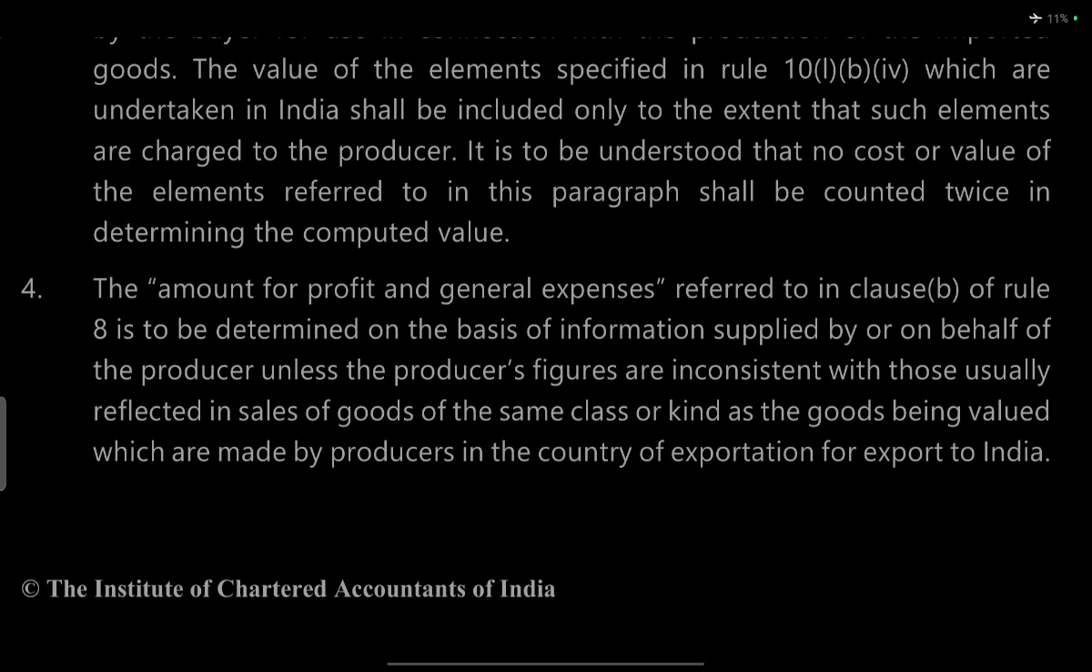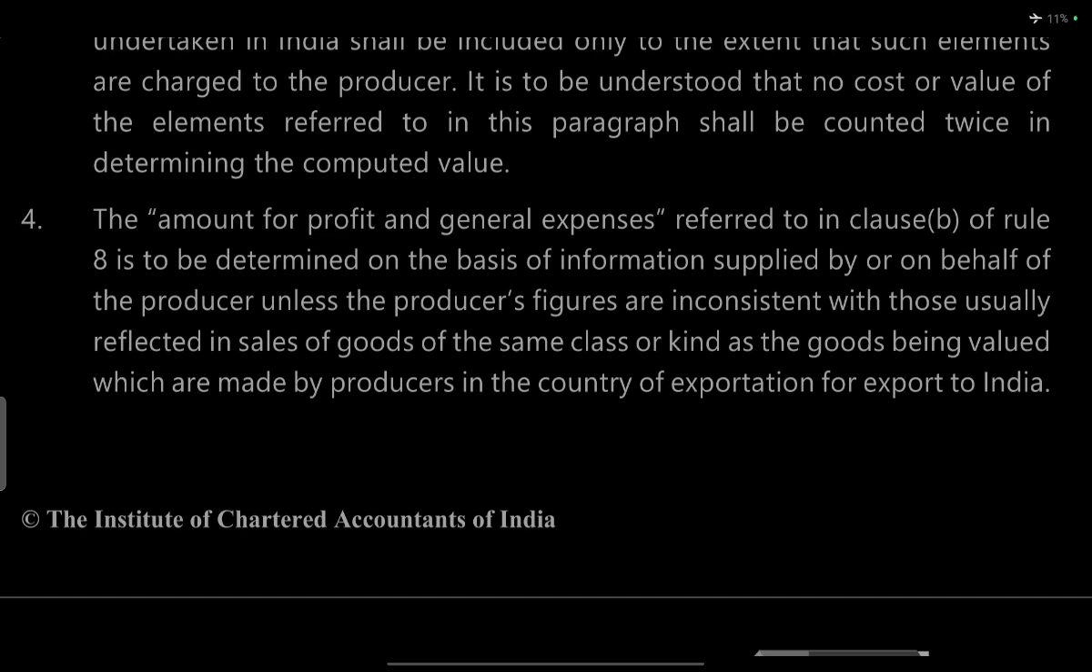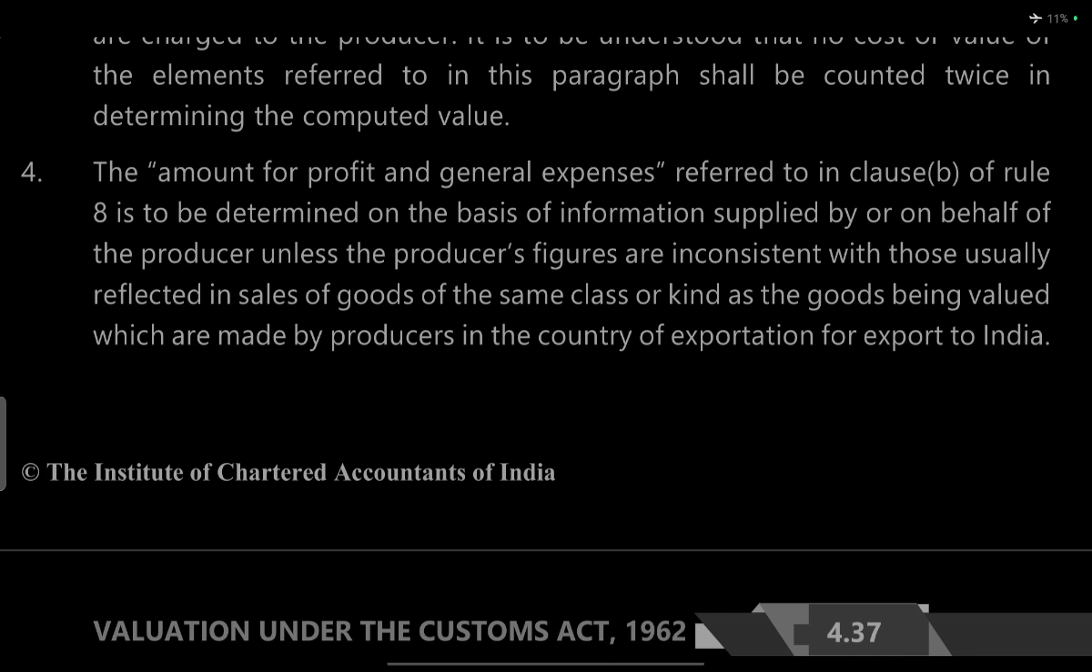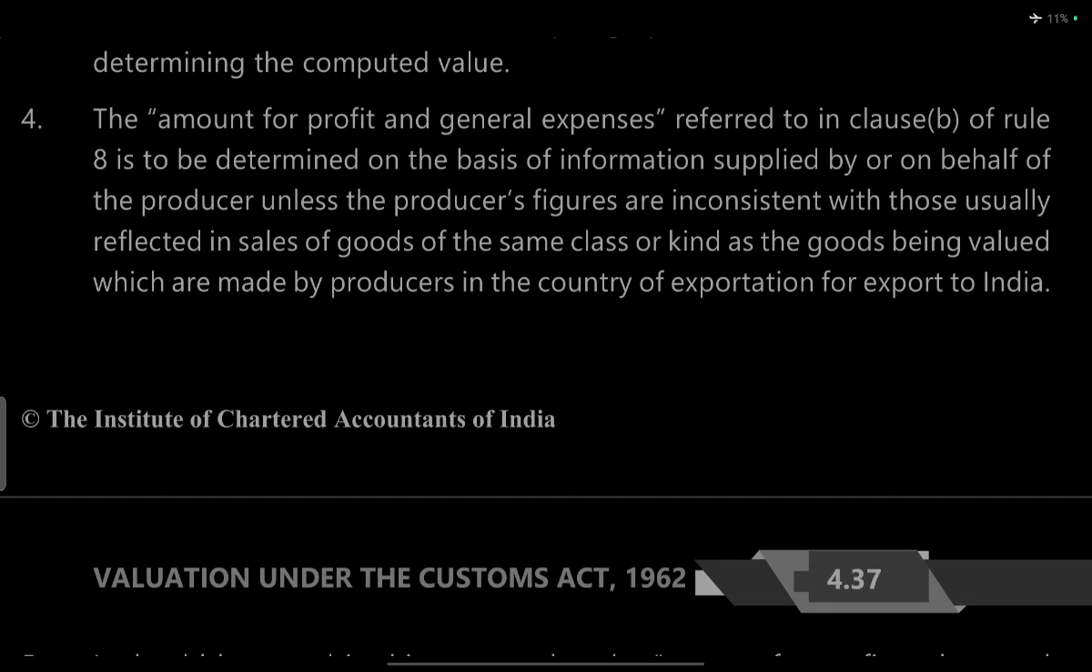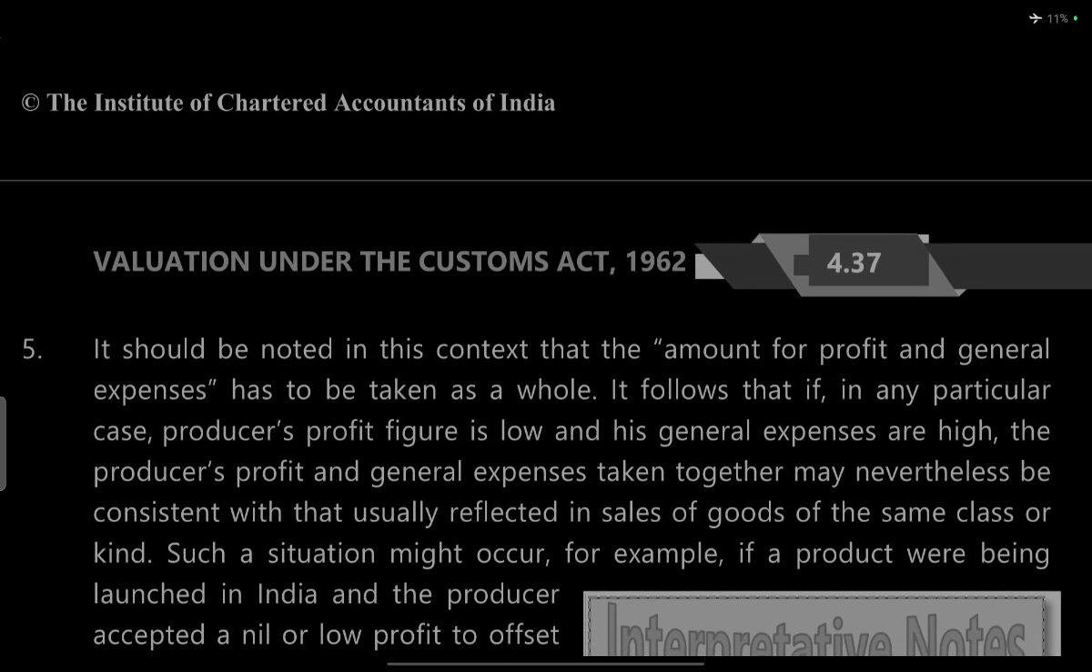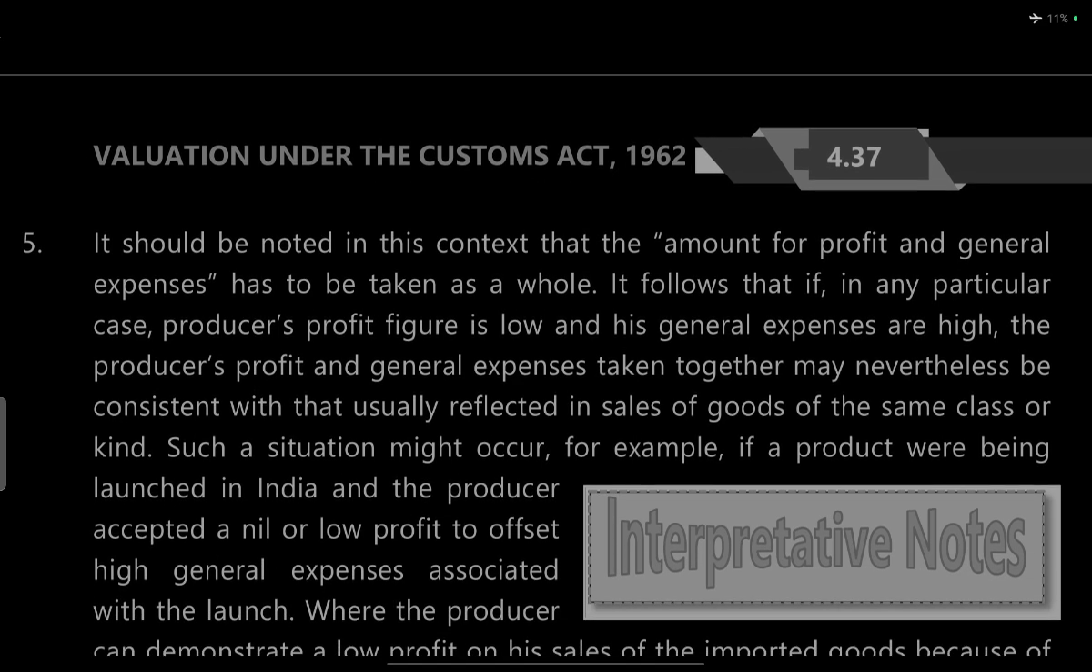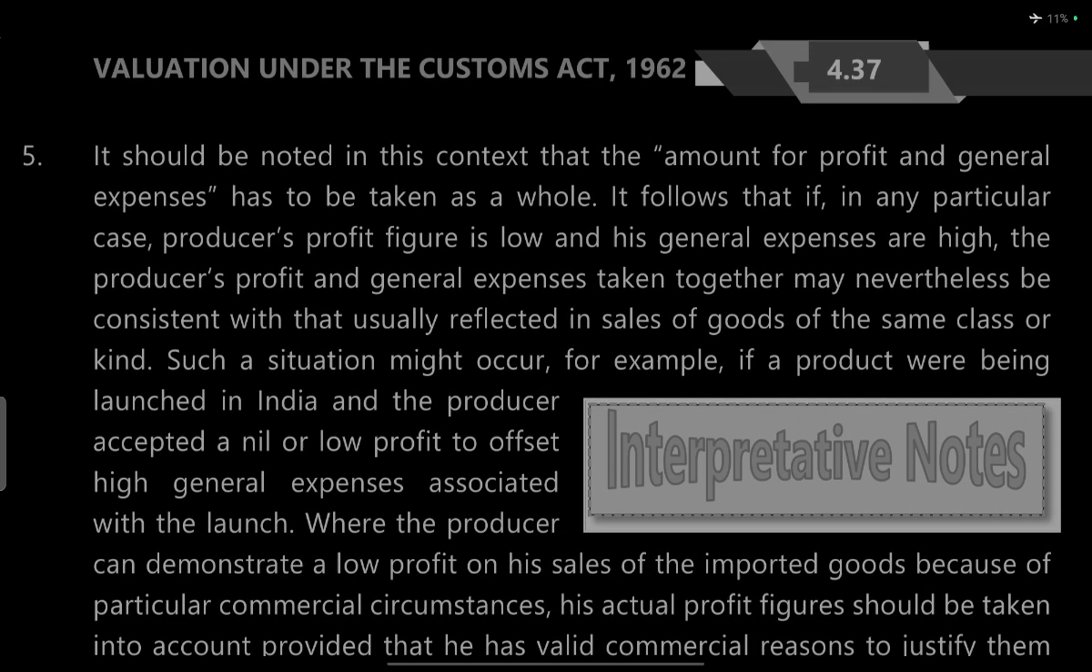The amount of profit and general expenses referred to in clause (b) of Rule 8 is determined on the basis of information supplied by or on behalf of the producer, unless the producer's figures are inconsistent with those usually reflected in sales of goods of the same class or kind as the goods being valued, which are made by producers in the country of exportation for export to India. It should be noted that the amount of profit and general expenses has to be taken as one.